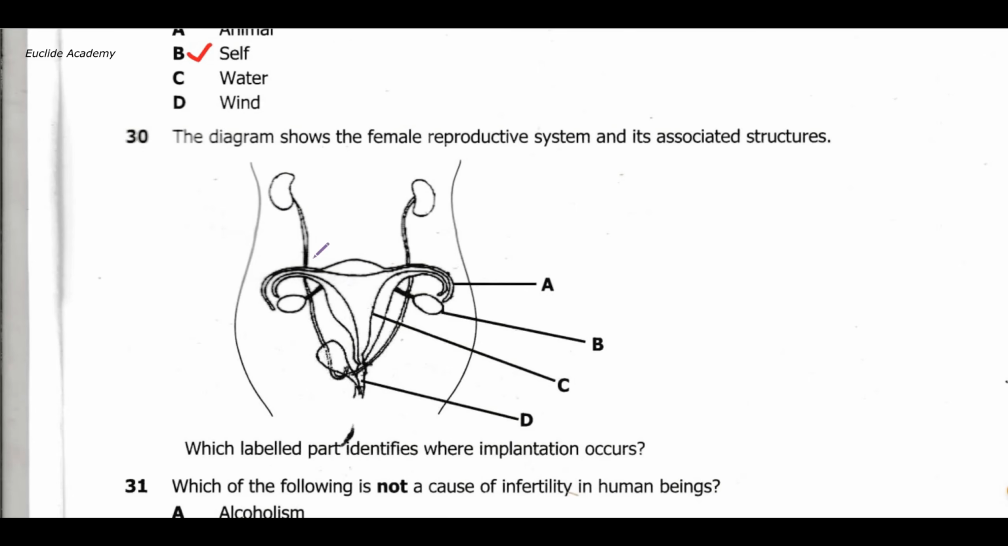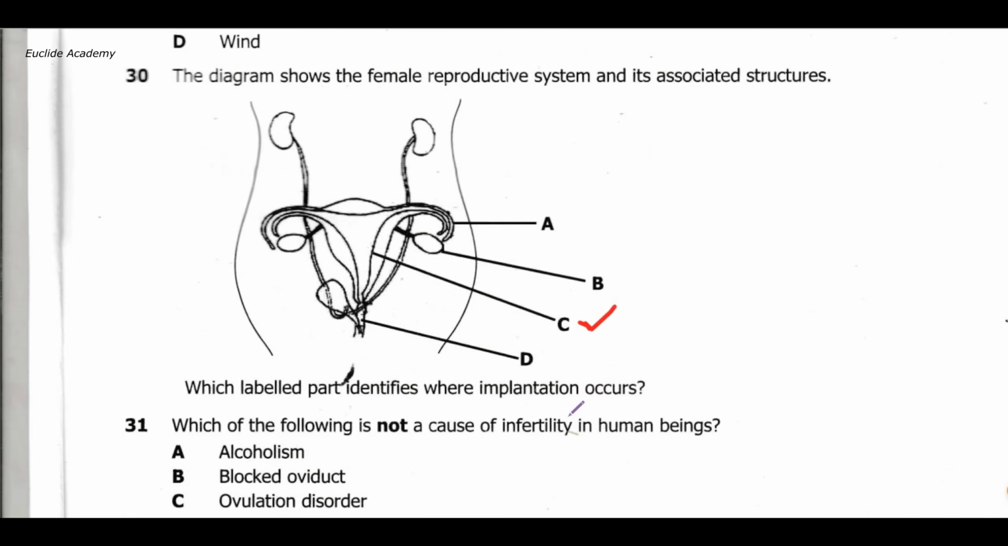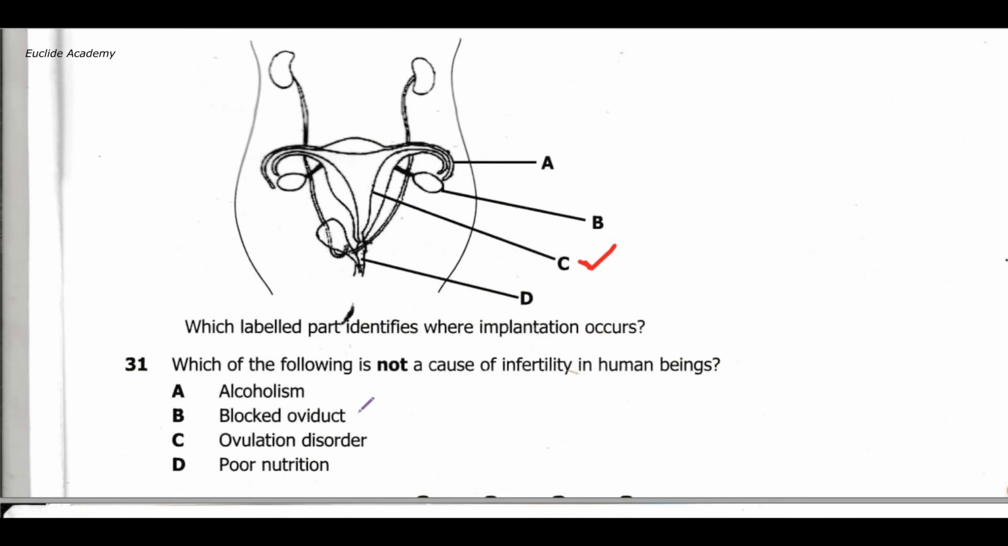Diagram shows the female reproductive system and its associated structures. We've got A, B, C, and D. Which labeled part identifies where implantation occurs? So implantation occurs, no, that's A, not B. Okay, that would be the uterus, so which is C.